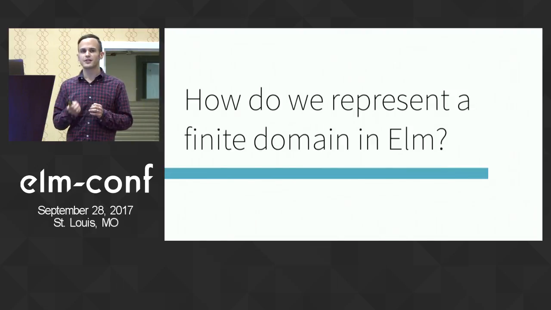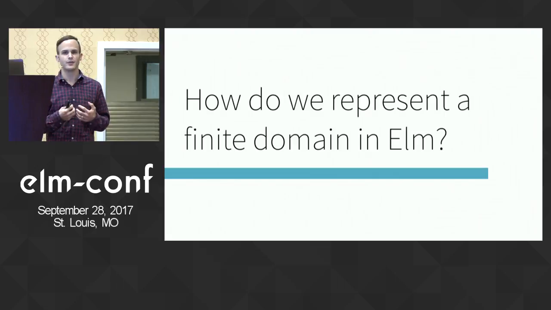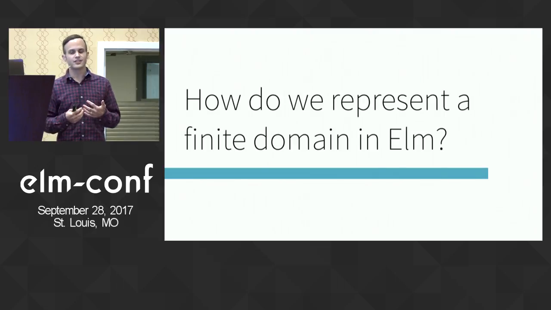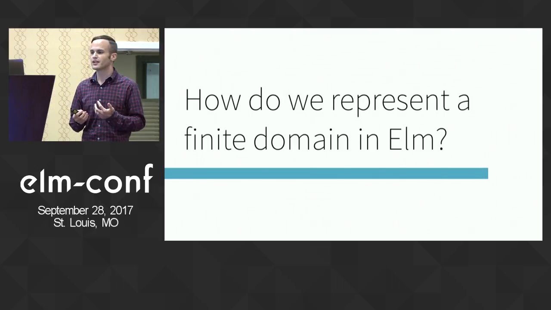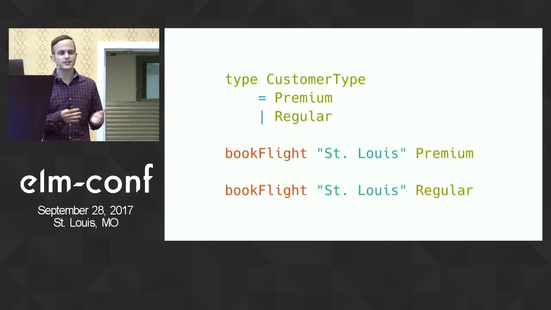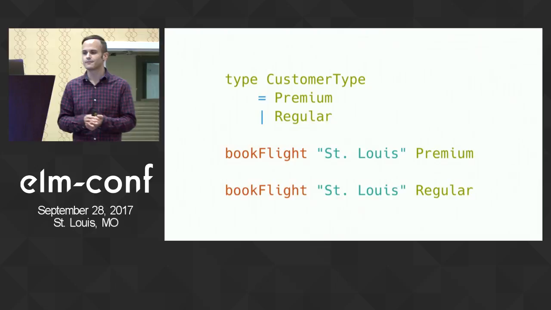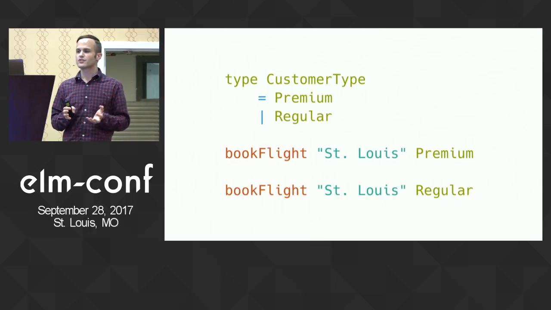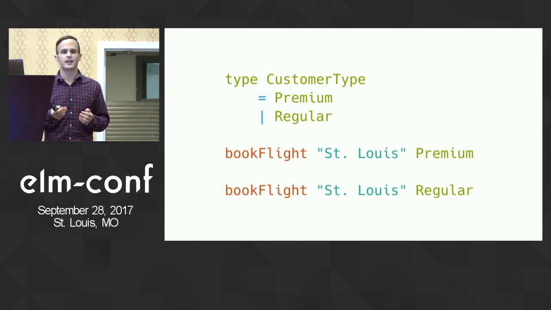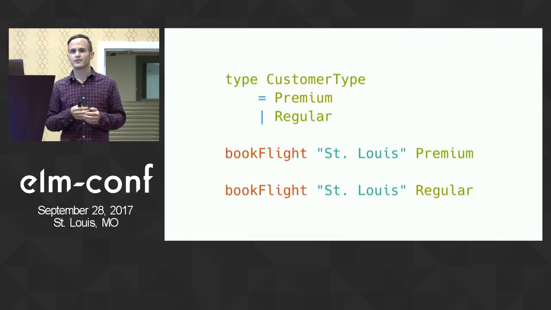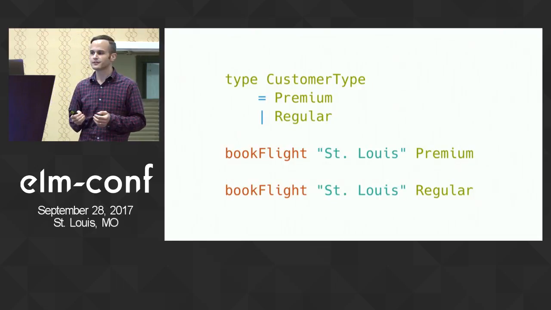How do we typically represent a finite domain within Elm? And ideally, it should eliminate the need for runtime checking of valid values too. This is where union types come to the rescue. So instead of using strings, we can create a union type called CustomerType with the values Premium and Regular.